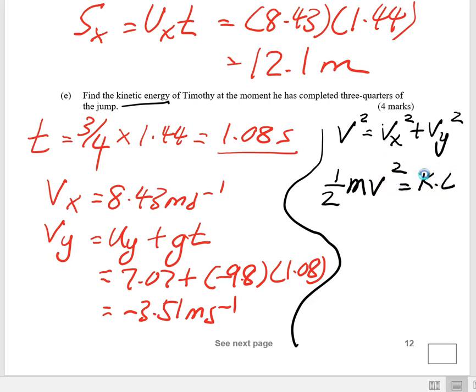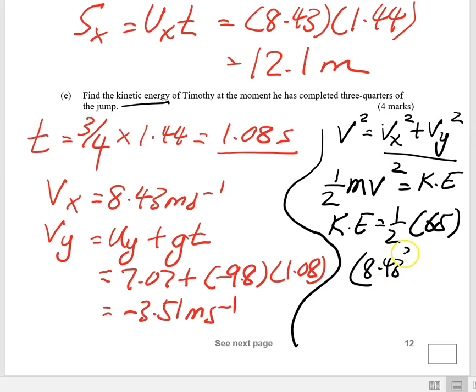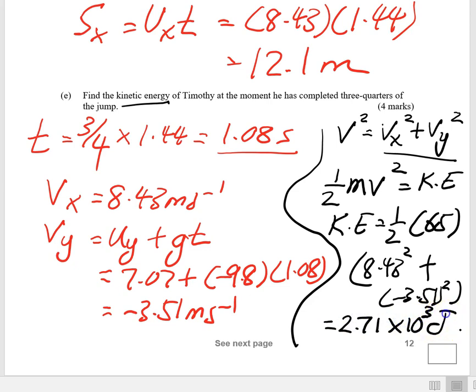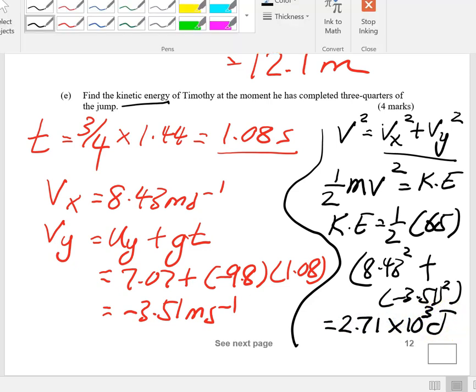So kinetic energy, I forgot to write this. Kinetic energy is half m v squared, half times m, the mass of Timothy, 65. What is the v squared? V squared is Vx squared plus Vy squared. So Vx squared is 8.43 squared plus Vy, which is negative 3.51, squared, and then close the whole bracket. Look carefully around this, I'm running out of space, so I need your attention to do it yourself. This is 2.71 times 10 to the power of 3 joules. So I've given you the answer, you can slowly work towards it.